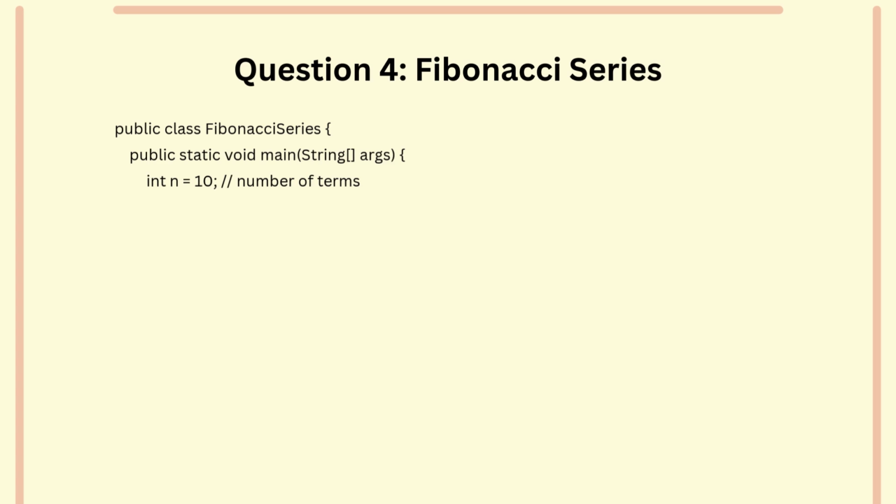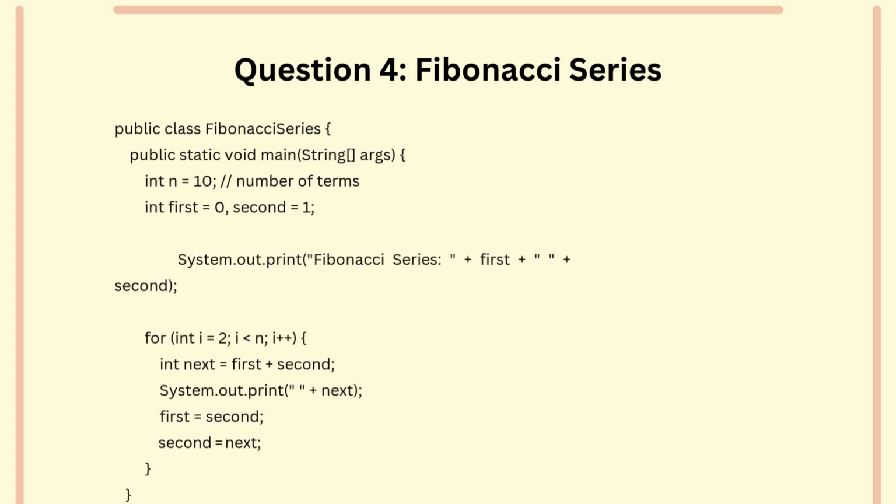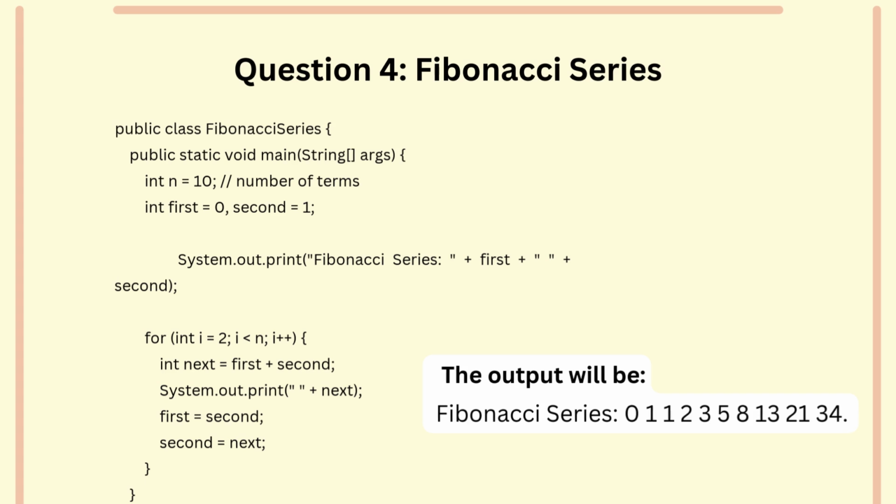The series starts with 0 and 1. After that, every number is the sum of the previous two numbers. So it goes like 0, 1, 1, 2, 3, 5, 8, and so on. In the program, we use two variables for the first two numbers. Then a loop keeps generating the next numbers by adding them together. This is one of the most common placement questions.